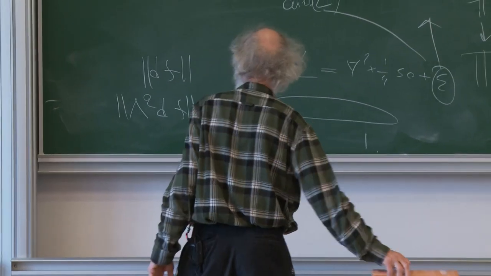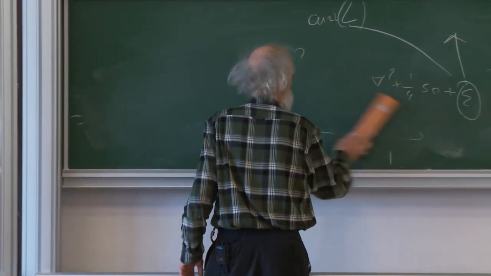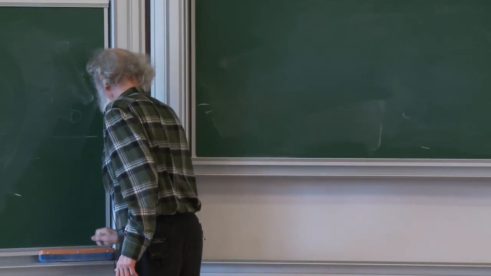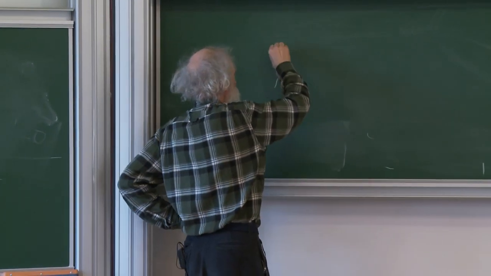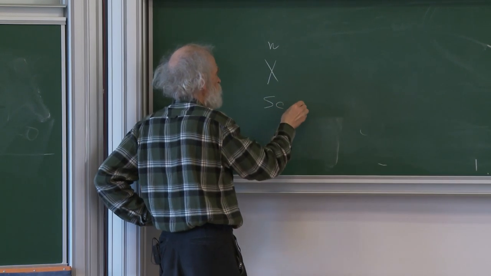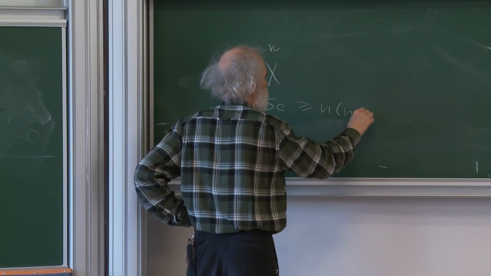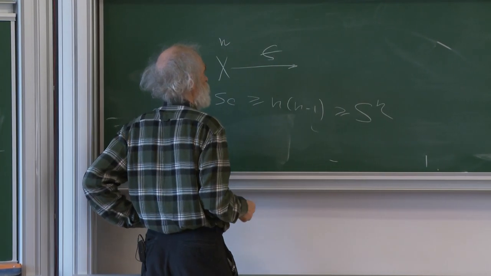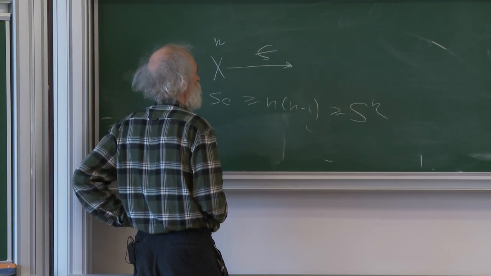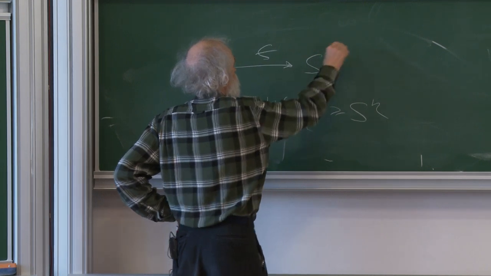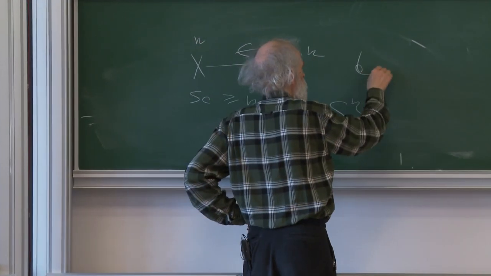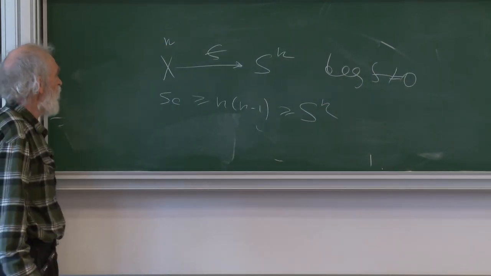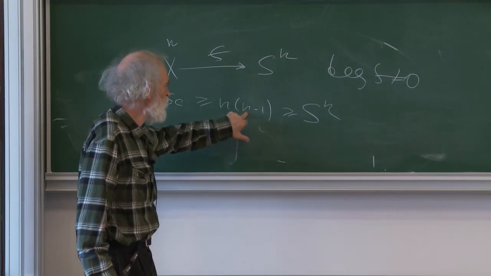So the first one, as I said, was done following a suggestion by Blaine Lawson, by his student. It is the following theorem, which I think is quite impressive, which says: if I have a manifold of positive scalar curvature, scalar curvature greater than that of the sphere, and it goes to the sphere by a map F of non-zero degree, then, in fact, the scalar curvature is equal to this number.